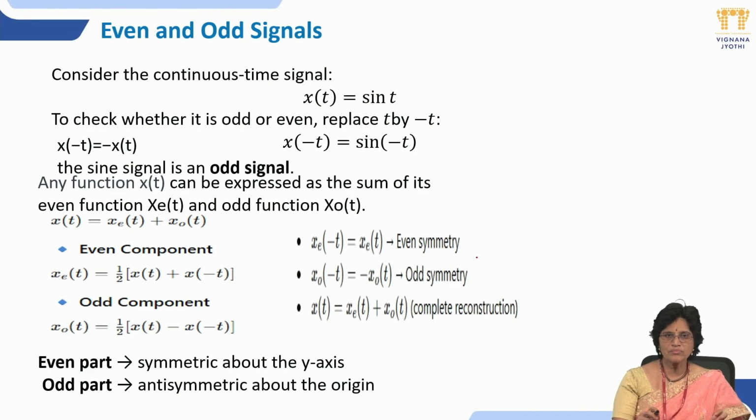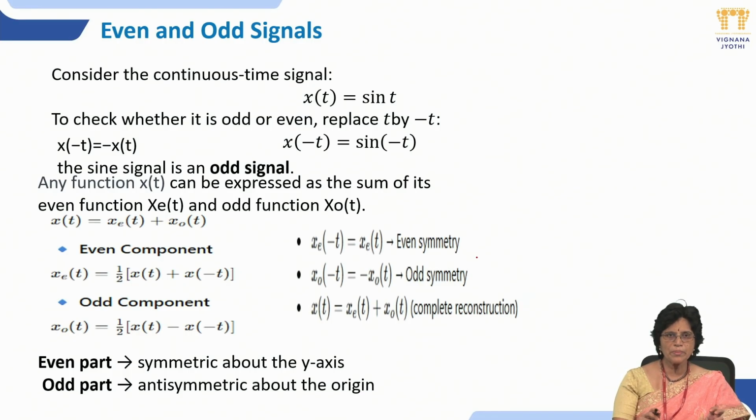Because of that, we call that signal an even signal. Similarly, for x of t equal to sin t, when t is replaced by minus t, sin of minus t is equal to minus sin t. Because of that, we call this signal an odd signal. Now any function or signal can be expressed as the sum of its even function and odd function, that is x of t equal to xe of t plus xo of t.